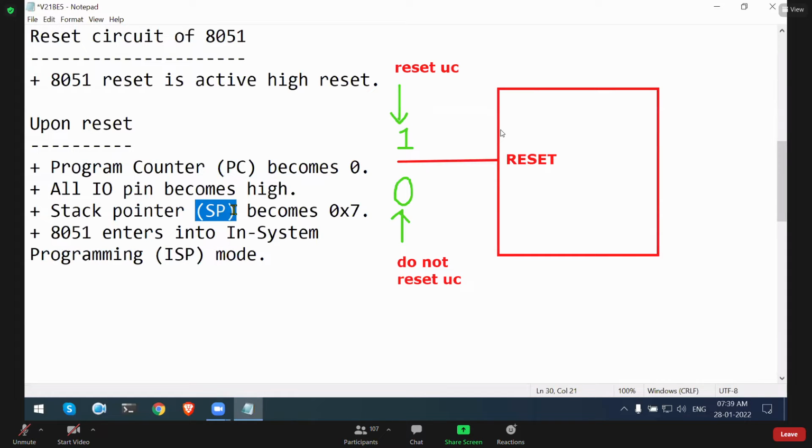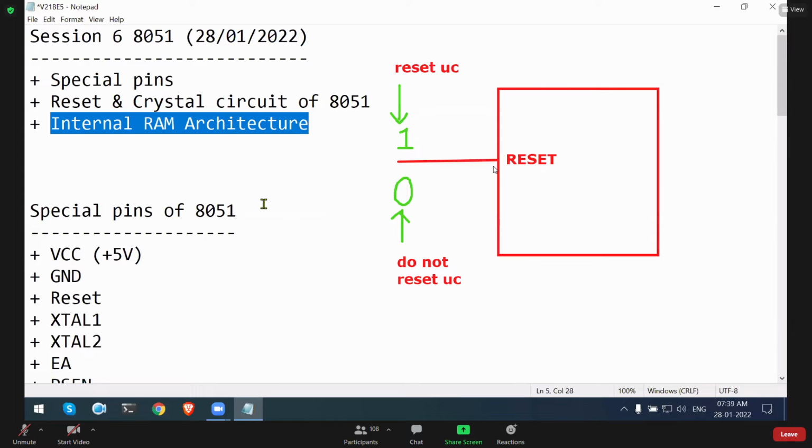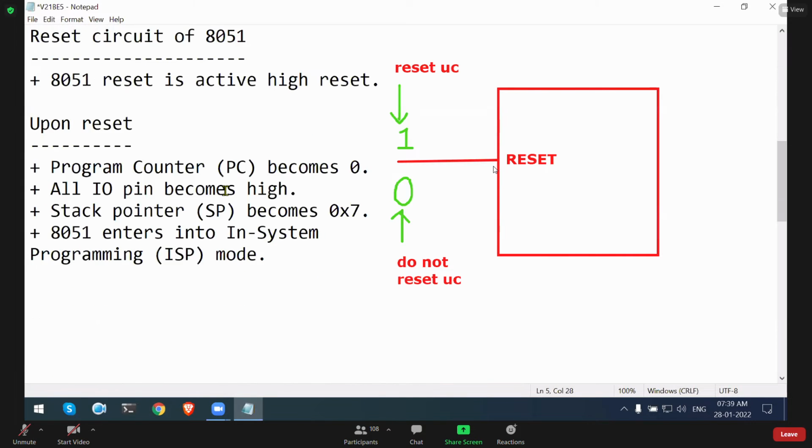But the stack pointer will not become 7 in all controllers. Only in the case of the 8051 microcontroller, the stack pointer becomes 7 after reset. Why it becomes 7, you will understand when I explain the internal RAM architecture. So first understand the internal RAM architecture, and you will understand the stack pointer concept also. Later in programming, when I start assembly programming, we will discuss in detail what the program counter is, what the stack pointer is, and all the details.